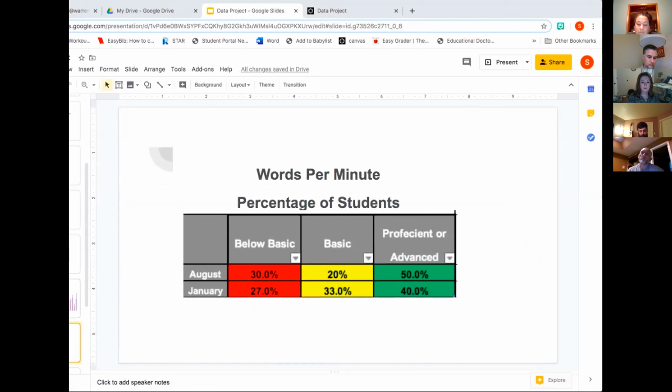So our words per minute percentages of students. In January, we moved students, and throughout the semester, we moved students out of the below basic range over to basic. You can see that right here with that percentage change, 3%. So that's really exciting to see. That's the goal, is to get students out of the below basic and basic range over to proficient or advanced.